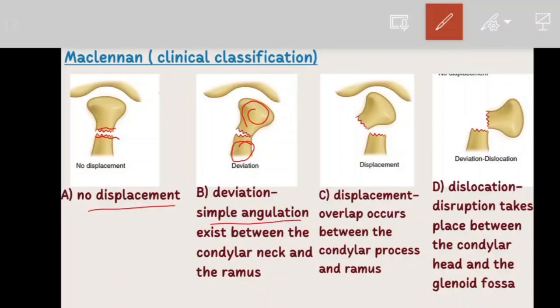Now the third one is displacement. So here there is an overlap. So here overlap occurs between the condylar process and the ramus. So in this diagram you see the fragments overlap each other, okay. Now the fourth one is dislocation. So the condylar head completely comes out of the glenoid fossa, okay. So here you see, suppose this one is the glenoid fossa, so it has completely come out of the glenoid fossa. So in this diagram the head is outside the joint, so it is very important for the Viva.